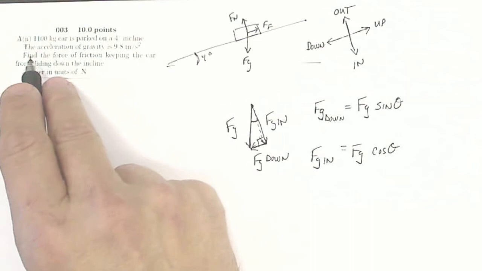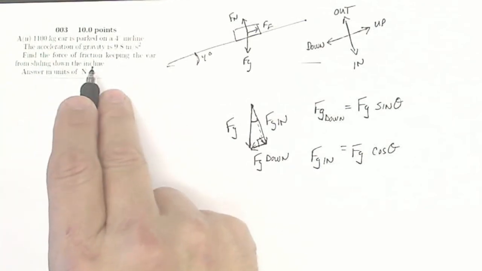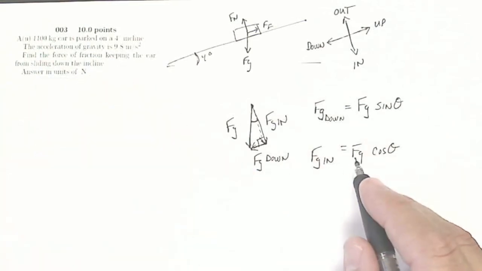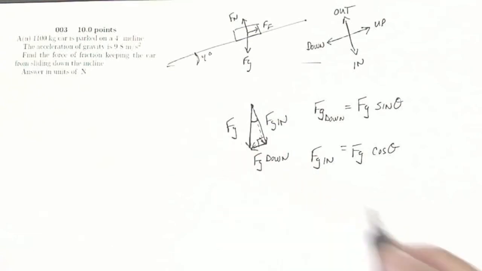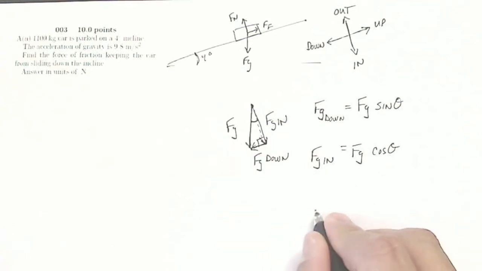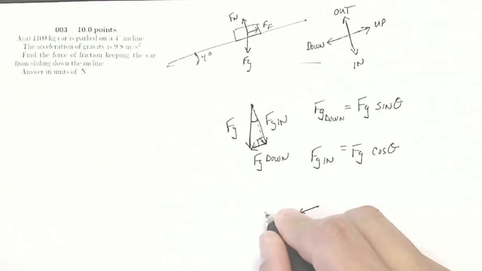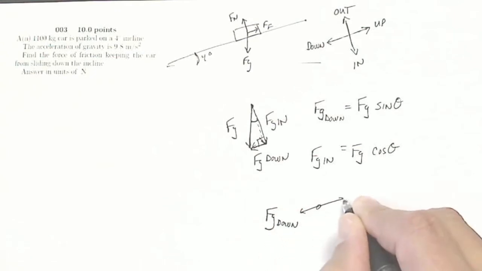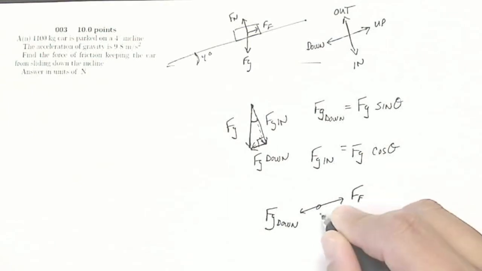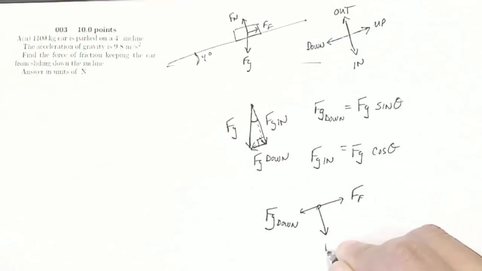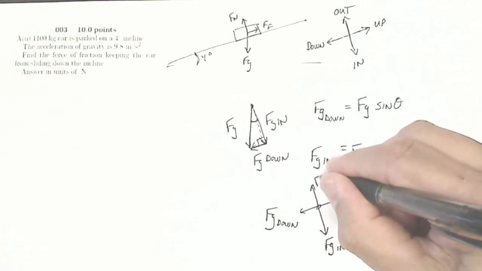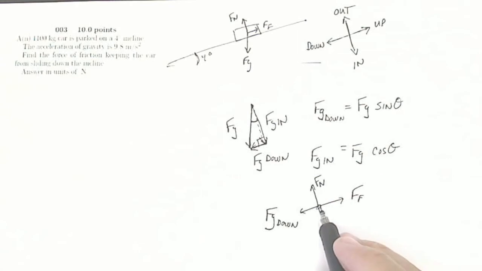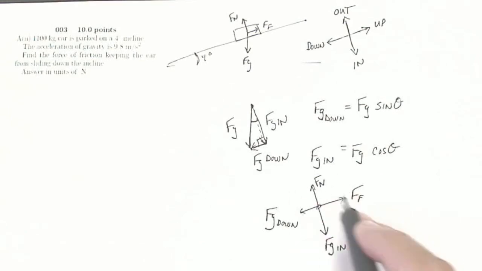So now let's look back. Find the force of friction keeping the car from sliding down the incline. Well, let me redraw my free body diagram, but I'm going to use my components this time instead of gravity itself. So if I use my components, I know that I've got a force of gravity down. I've got friction pointing up. I have my force of gravity in, and I've got my normal force this way. What's neat here is that the friction must equal gravity down, and the normal must equal gravity in, and that's how I'm going to solve this problem.